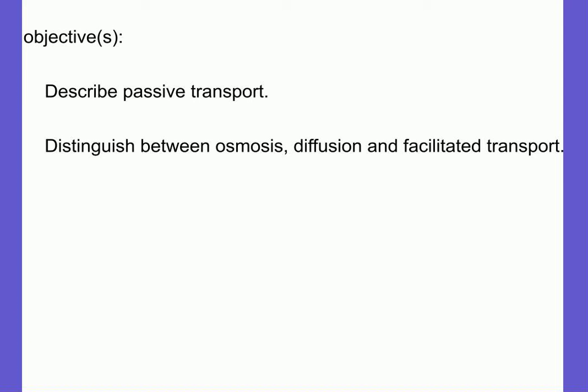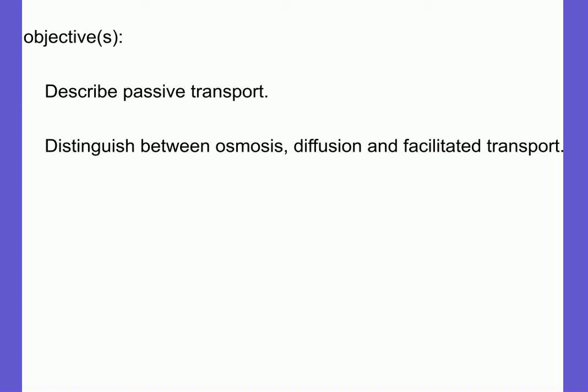This section starts on page 81, so you've still got your book open. You might as well just flip a page and get there. It's on diffusion and osmosis. Our objectives are to talk about passive transport and describe that. Also, to go with that, we're going to talk about active transport, but we'll get to that in the next section, I believe.